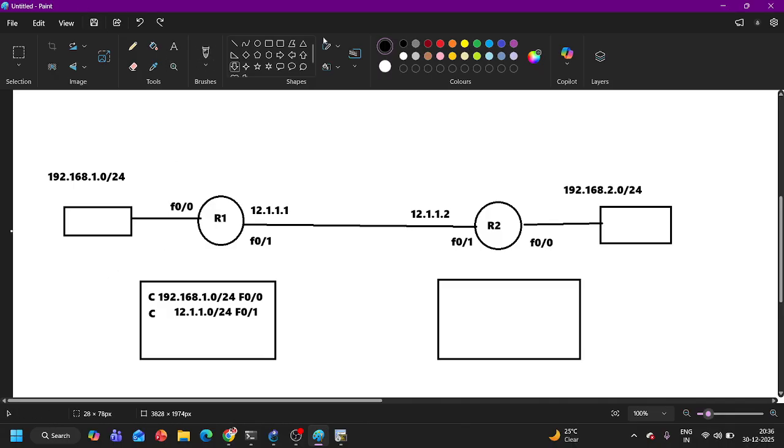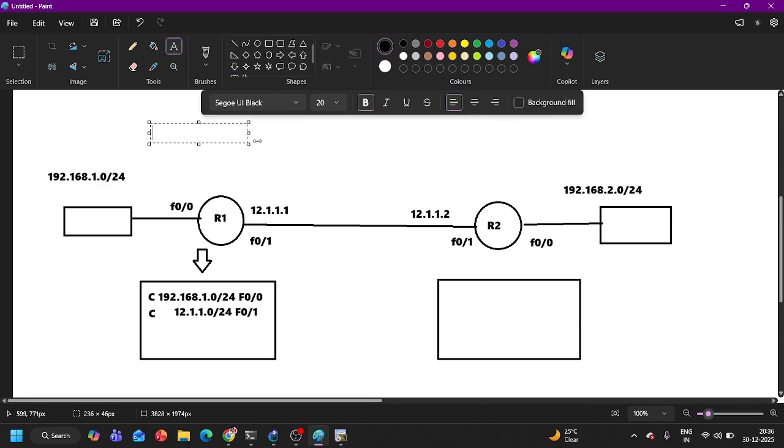In static, manually we are going to run one command. That command is going to be ip route 192.168.2.0 subnet mask 255.255.255.0 exit interface F0/1 and next hop IP address 12.1.1.2, or only the exit interface. It will also work. This is static routing.